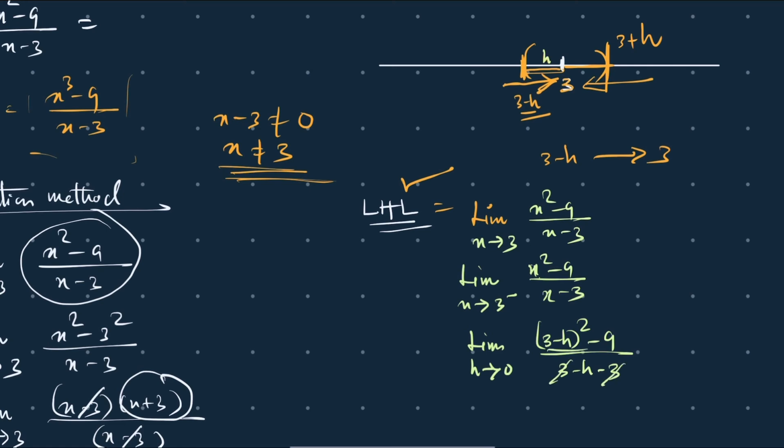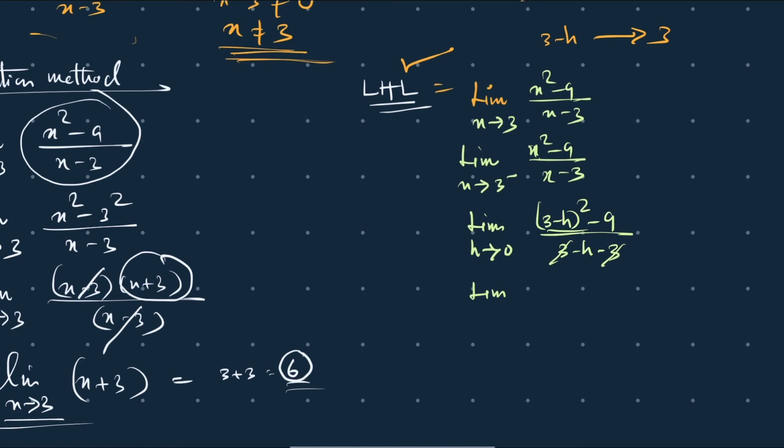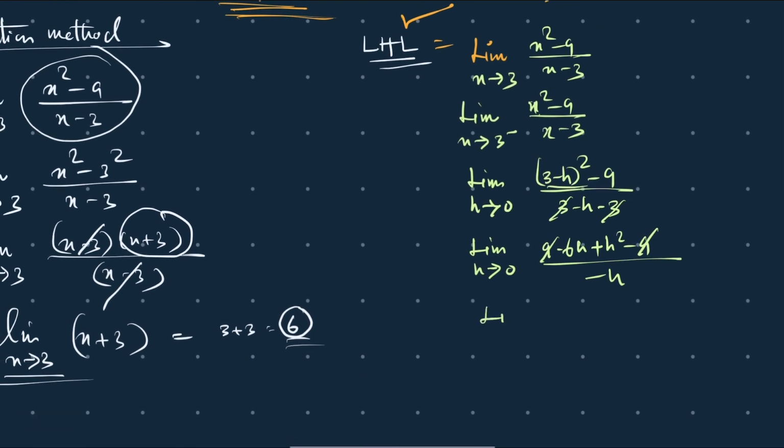Now you put the formula of a minus b whole square. This will be limit h tends to 0, a minus b whole square means 9 minus 6h plus h square minus 9 by minus h. So 9 will cancel, only minus 6h, okay? Because of the formula, minus 6h plus h square. Now you go for h common, take the h common, factor out this h: h times minus 6 plus h, by minus h. Now h will cancel, the remaining is what? Minus 6 plus h by minus 1.